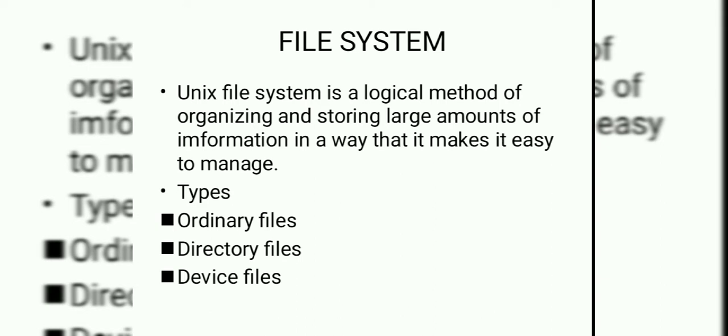Files are divided into three types: ordinary files, directory files, and device files. The large majority of the files found on Unix systems are ordinary files. They contain human readable text, program data, and executable program binaries.